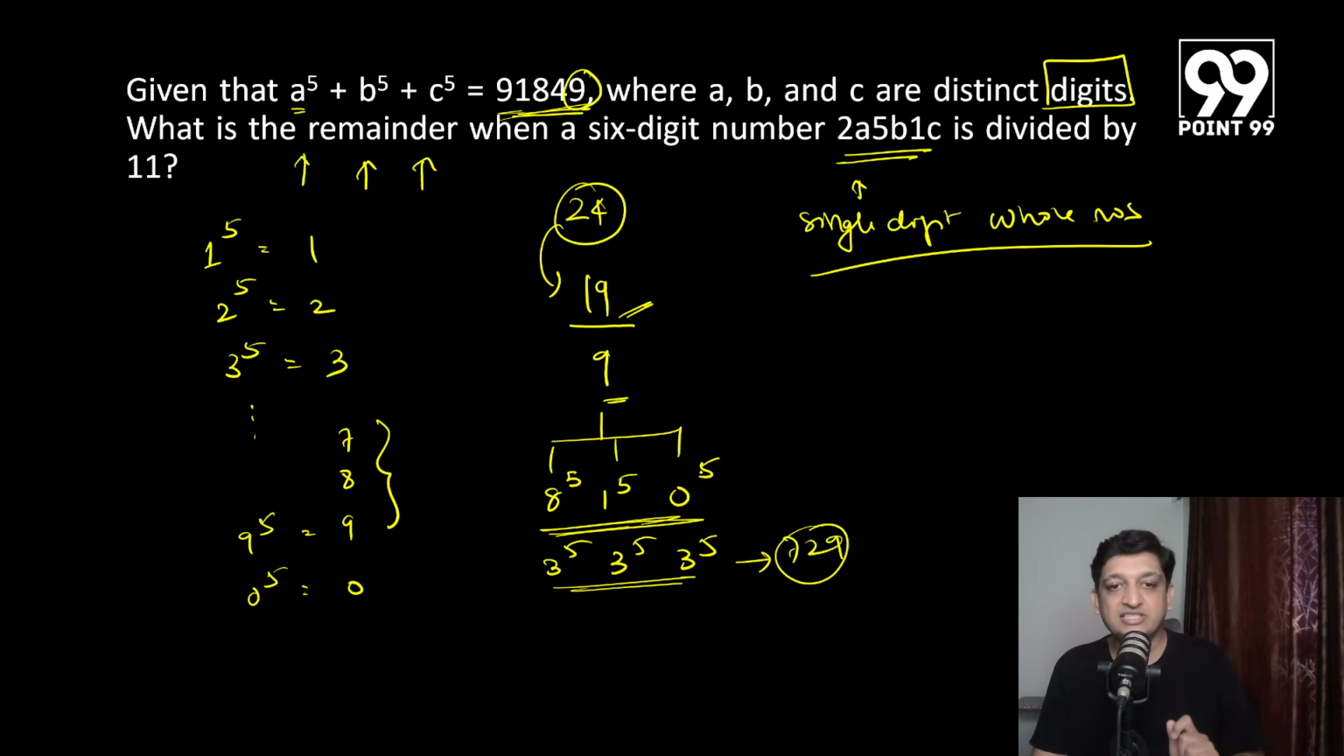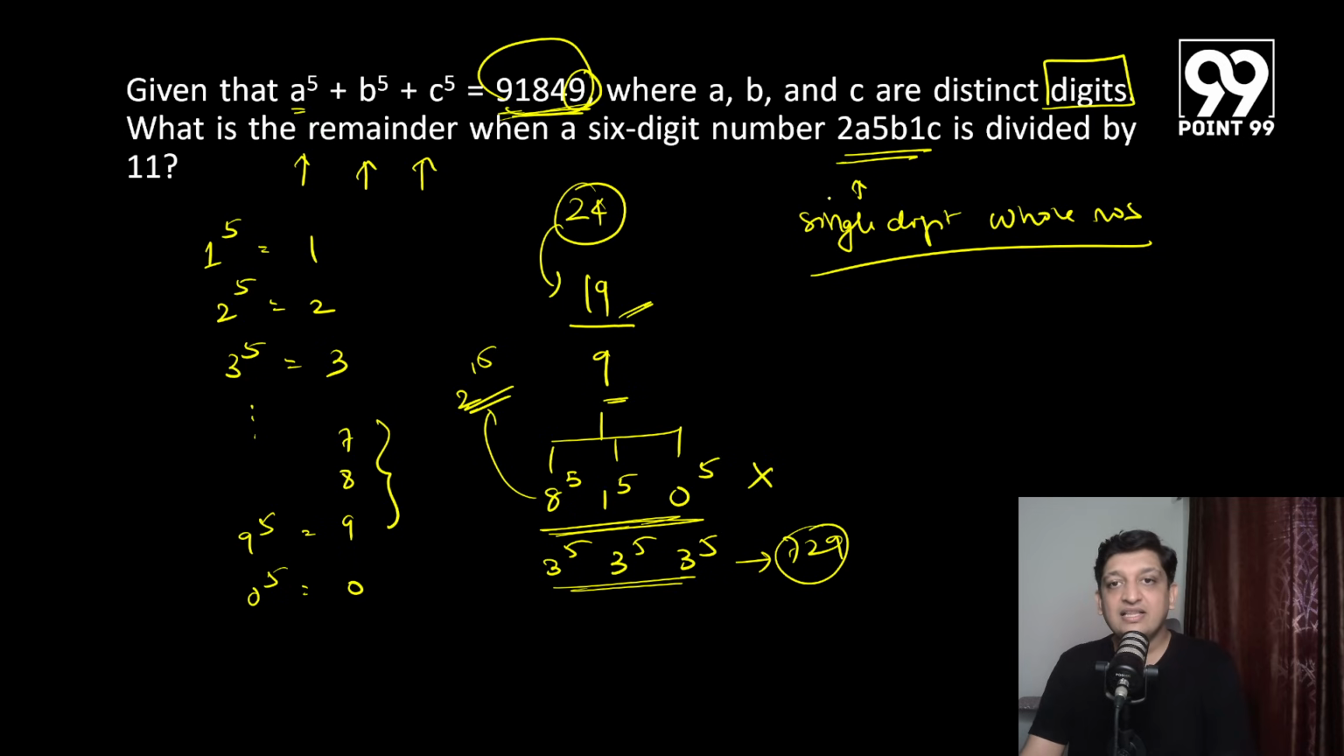Now you can use the on-screen calculator, or you can simply say that this is 2 raised to 15. 2 raised to 10 is around 1000. 2 raised to 11 will be 2000. 2 raised to 12 will be 4000. 2 raised to 13 will be 8000. 2 raised to 14 will be 16,000. And 2 raised to 15 will be 32,000. But it is nowhere close to 91,000, which is way ahead. So this is definitely not going to be satisfactory for us.